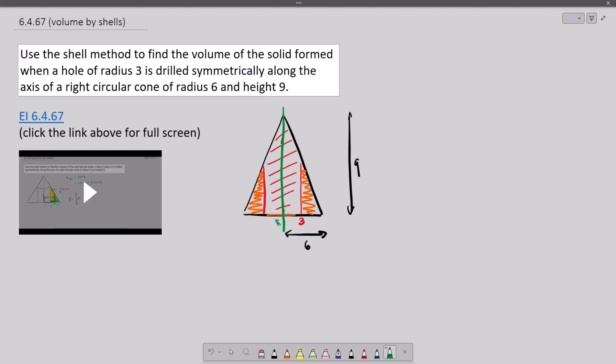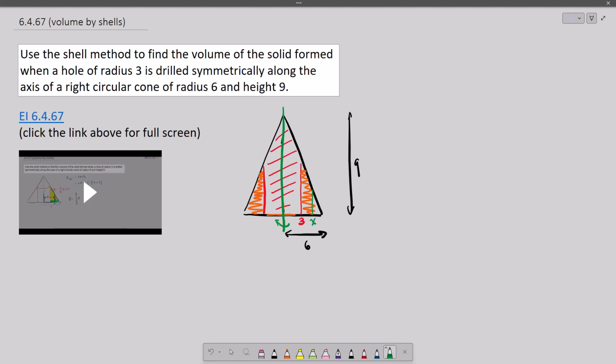And should we draw our representative rectangle vertically or horizontally to create a shell? Vertically. So our representative rectangle at x has to be parallel to the axis of rotation to create a cylinder. Perpendicular, it would create a washer. We could probably do this with washers too. The washers are stacked horizontally. Probably could do it with washers.